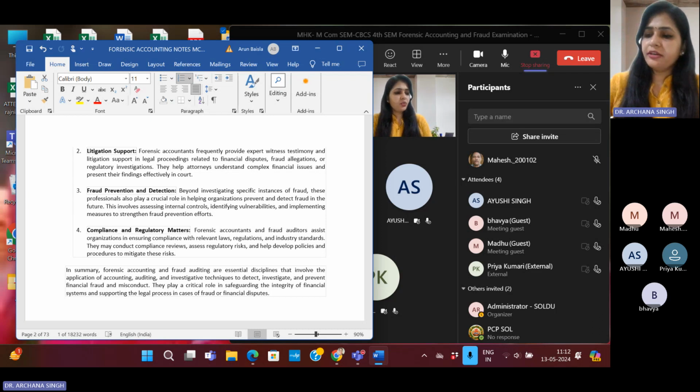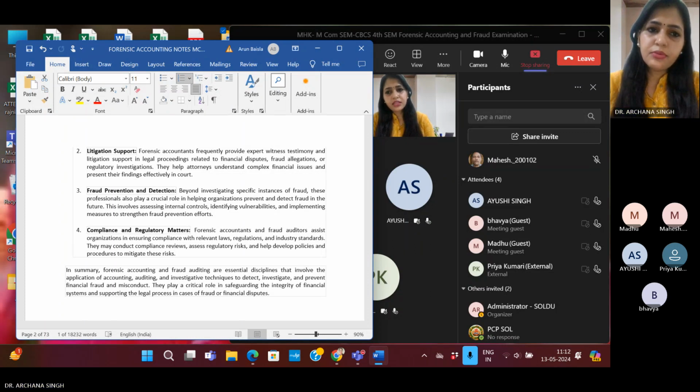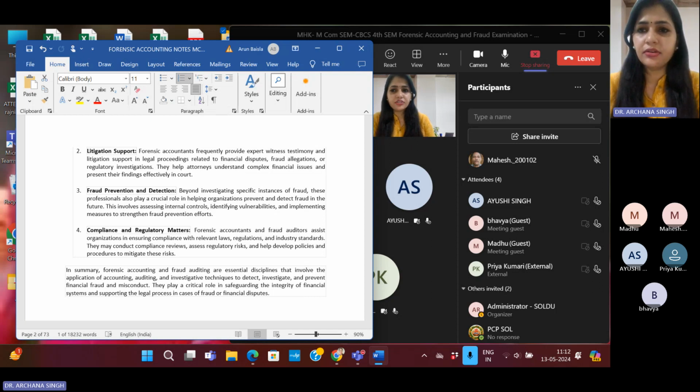Basically, litigation, what it means in Hindi, इसको बोलेंगे मुकदमेबाजी. So जो litigation support है, forensic accountants जो हैं, they frequently provide expert witness testimony and litigation support related to legal proceedings that may be related to your financial disputes or fraud allegations or regulatory investigations.